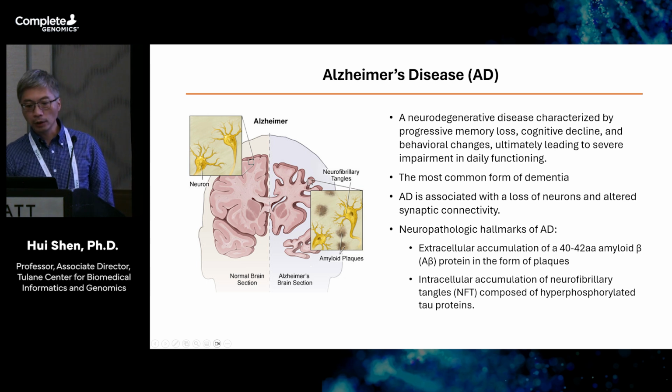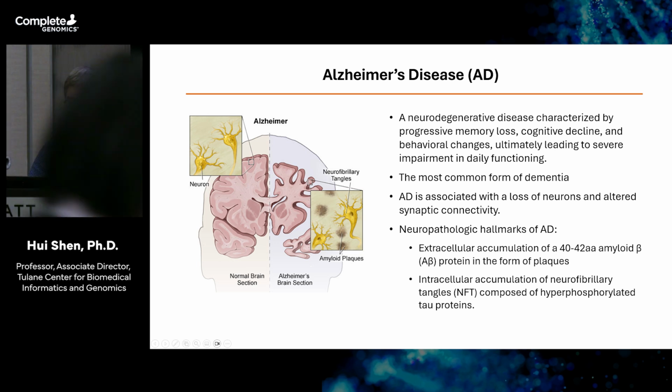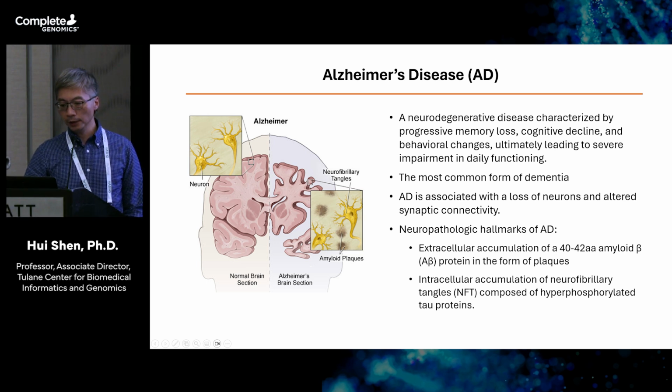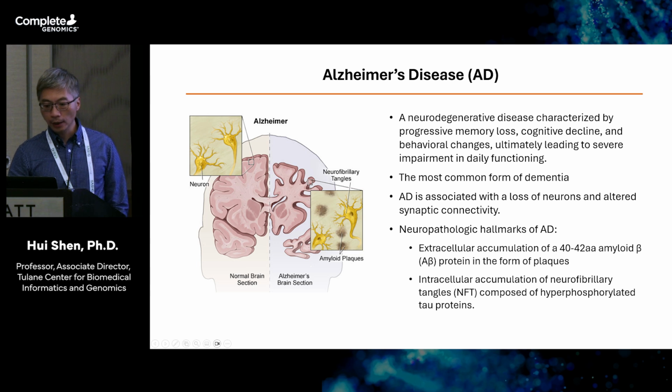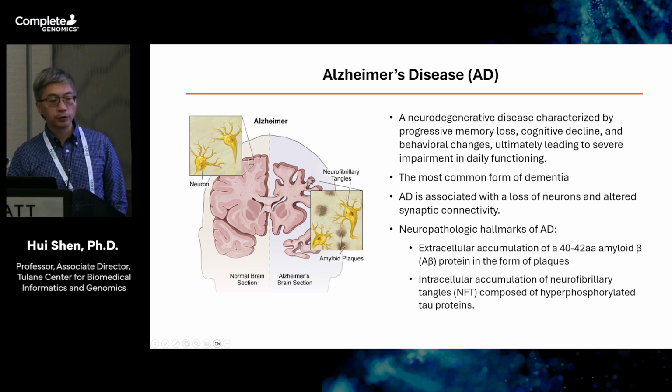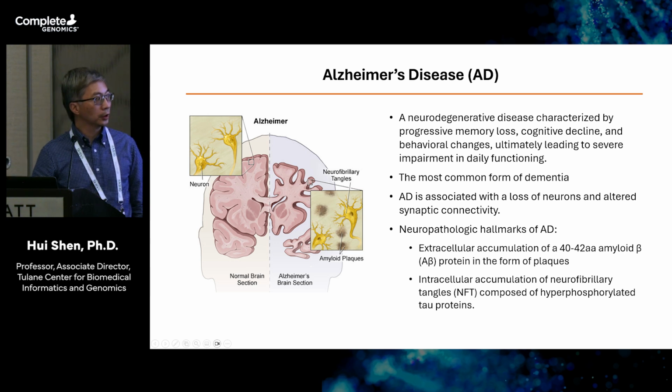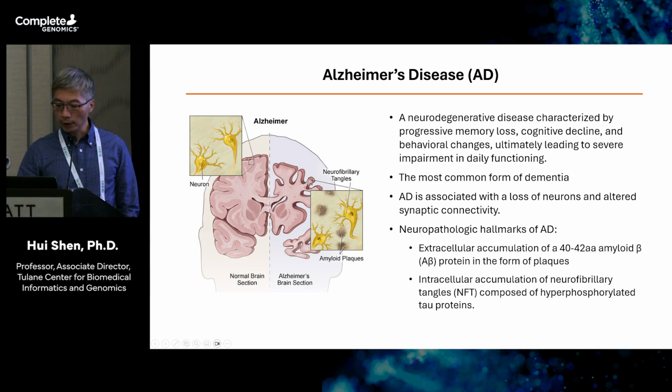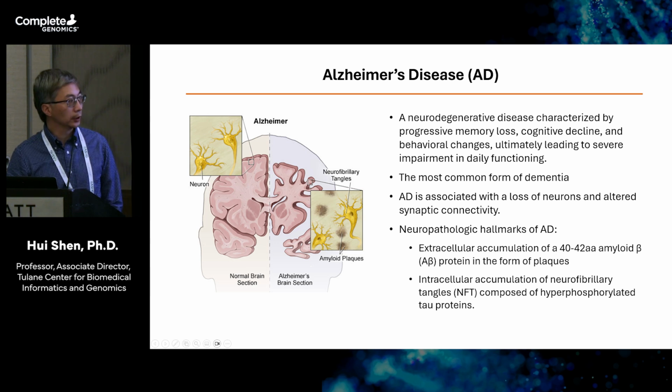At the cellular level, there are two well-known neuropathological hallmarks of AD. One is the accumulation of amyloid beta plaques outside of the neuronal cells. The other is the intracellular accumulation of neurofibrillary tangles, or NFT for short, which are composed of hyperphosphorylated tau proteins.